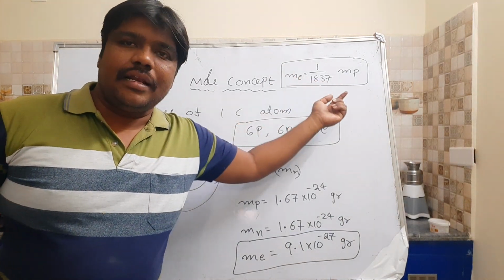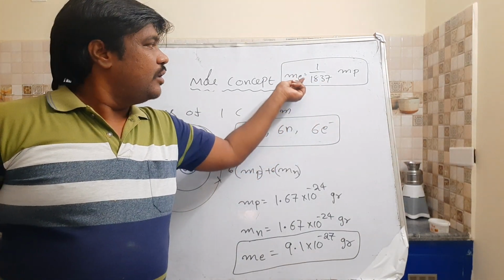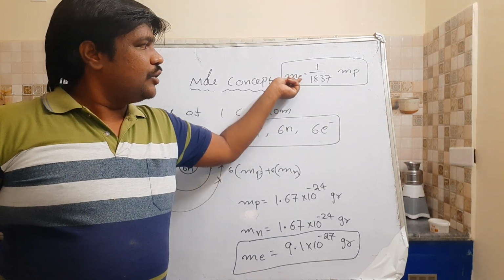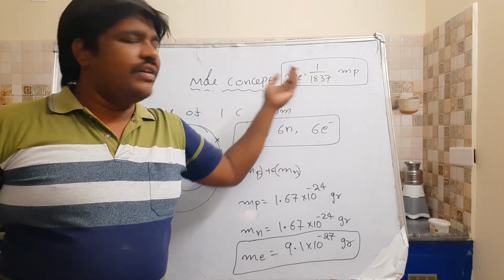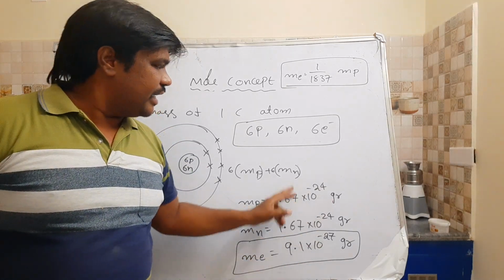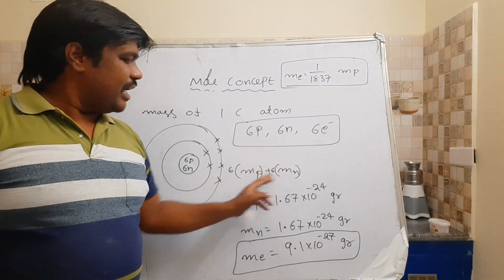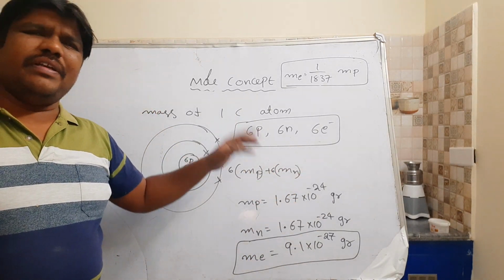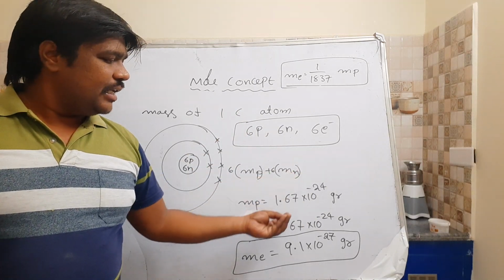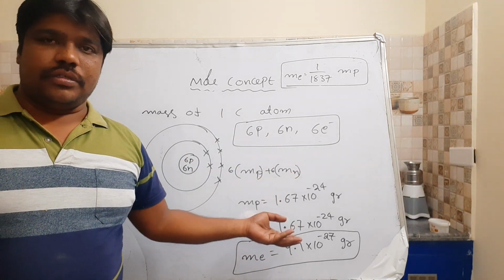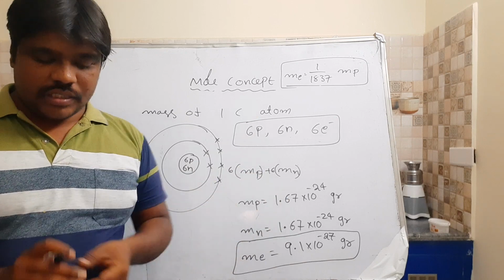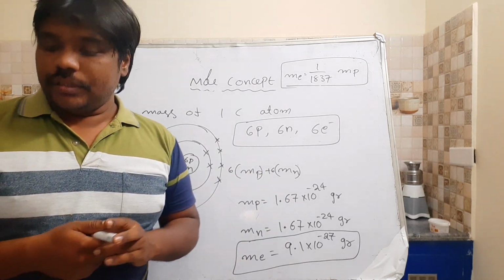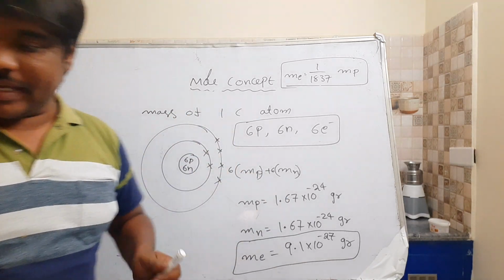When you compare the mass of an electron with the mass of a proton, it is very much negligible. That's why we are not taking it into account while calculating the mass of one carbon atom, or any atom, right? Don't take the mass of an electron into account. Take down all these values or take a screenshot, otherwise pause the video and take down the values, right?